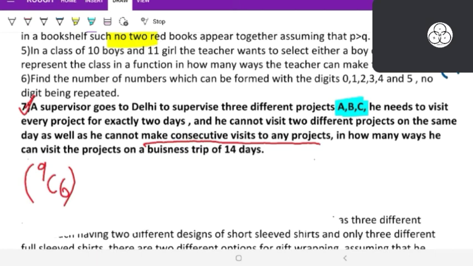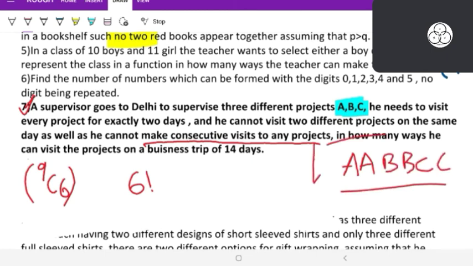Just emphasize on the fact that A, B, C are 3 different places, and he is making a total of 6 visits. The 6 visits can be arranged in 6 factorial ways. Out of these, 2 visits are AA, BB, CC. So this is permutation with repetition.